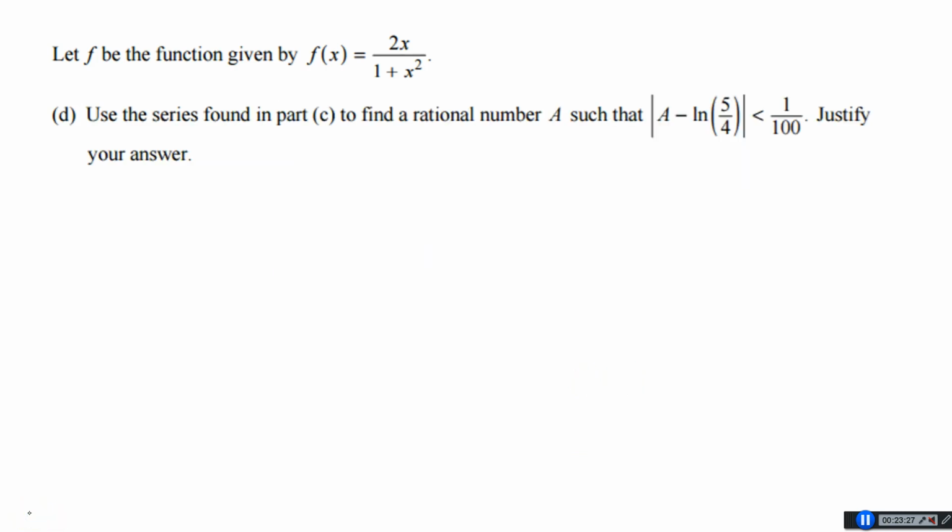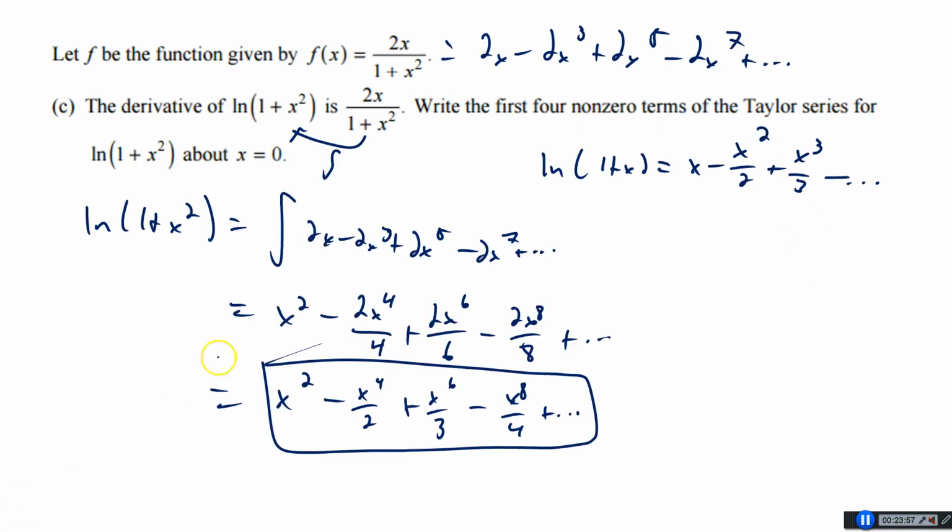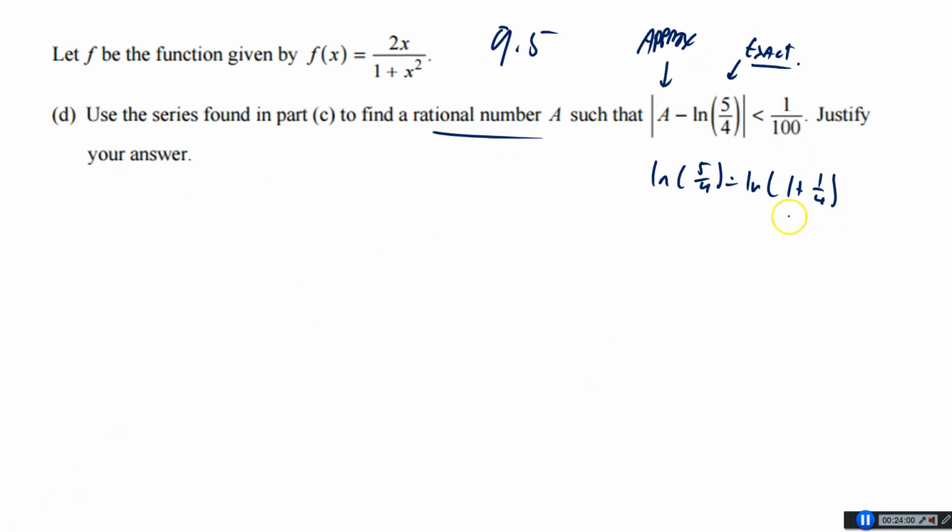So now they want us to use that series. This is a 9.5 problem again, I think. To find a rational number a such that a minus ln of 5/4 is less than 1 over 500. So they're asking us to find the error. The rational number is going to be the approximation, and this is the exact. Ln of 5/4 is ln of 1 plus 1/4. And this was a series for ln of 1 plus x squared, so it looks like this is evaluating when x is 1/2, because that's ln of 1 plus 1/2 squared.